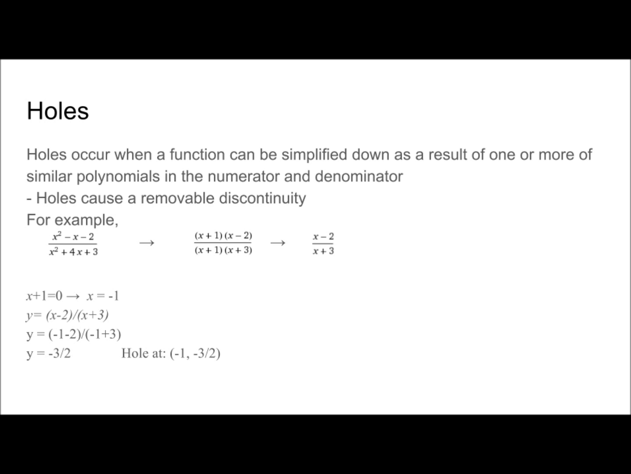So you set the part you can cancel, which is x plus 1 equals 0, and you get x equals negative 1, and you plug that back into the remaining function, which is x minus 2 over x plus 3, and you get y equals negative 3 halves. So the hole is at (-1, -3/2). Yeah, that's it.